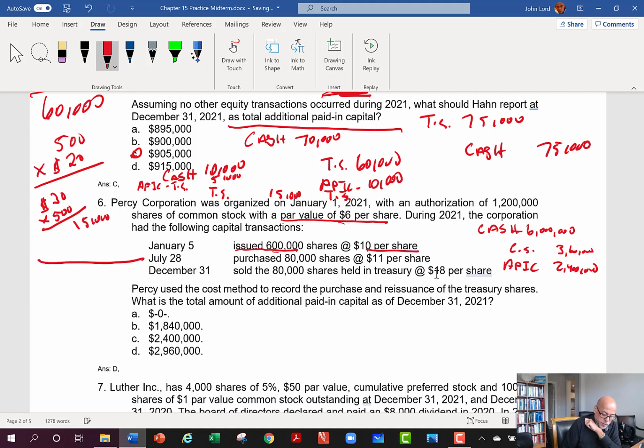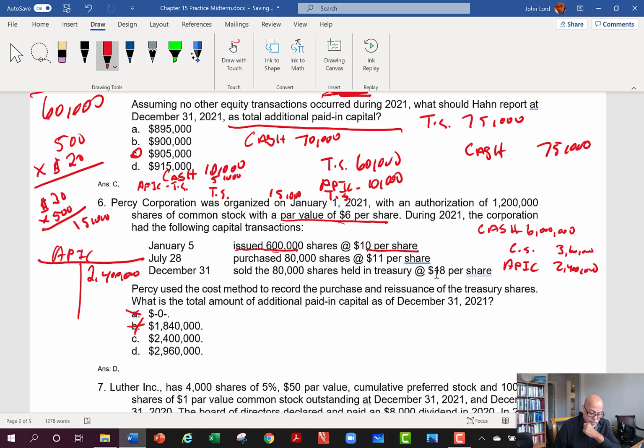So let's see if I can squeeze that in over here. My regular APIC is 2,400,000. Now, there's no other transactions that are going to affect that APIC, and I would quickly glance down, and if I see any choice that has less than 2,400,000 in it, I know right away that cannot be the right answer, because my paid-in capital treasury stock can never go negative. Any amounts more that have to go would come out of retained earnings, right?